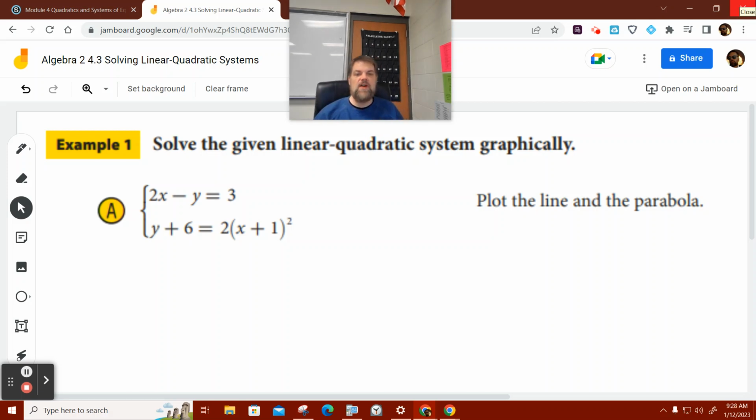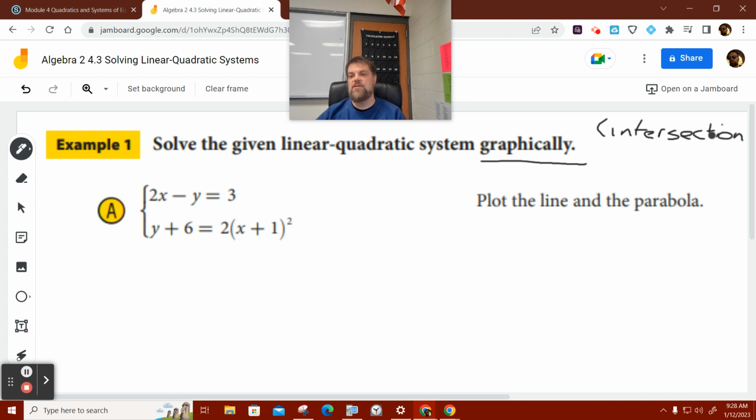So it says solve a given linear quadratic system graphically. So when we say solve, what we're doing is we're trying to find, and I want you to write this down somewhere. So did you write all these words down? Yes, sir. So what we're really looking for are intersections. And we've done this in the past.